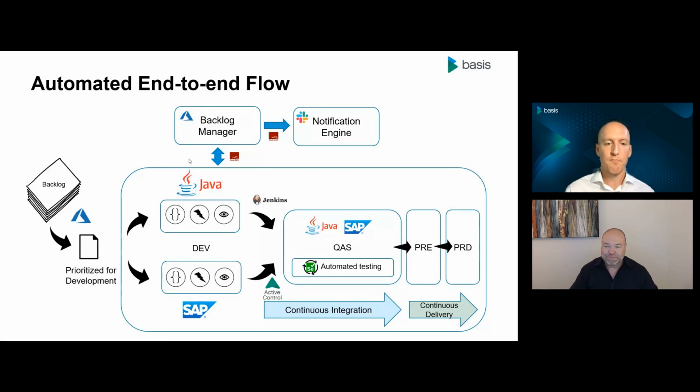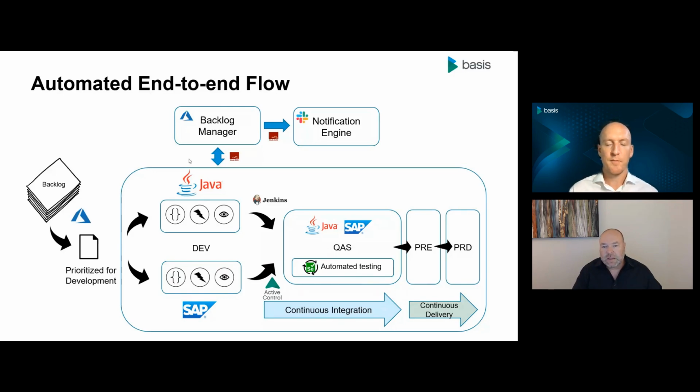Okay, so let's review what was part of this flow. So the backlog management, that was in Azure DevOps. Again, you can use Jira, ServiceNow if you have a ticket come in. It doesn't really matter, or a combination of anything really.